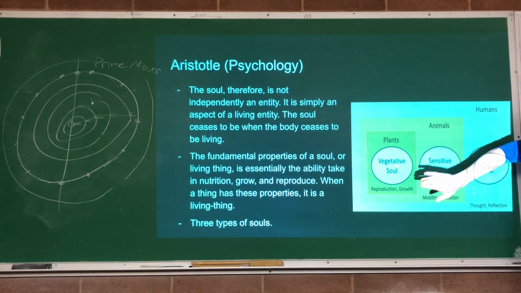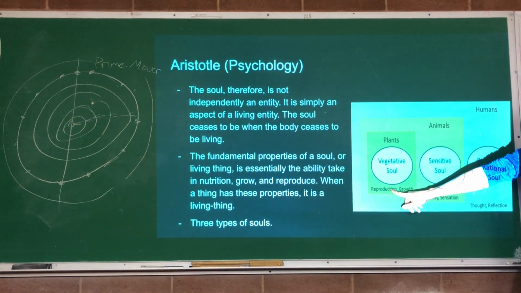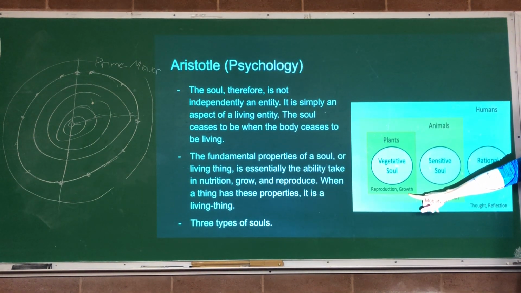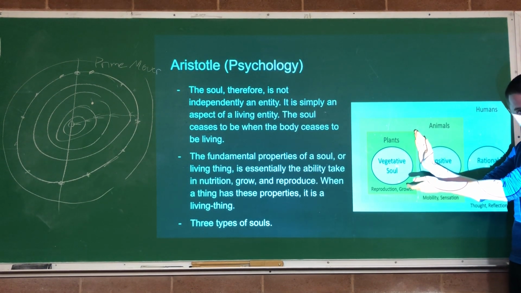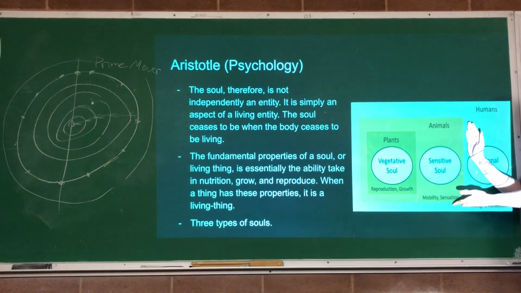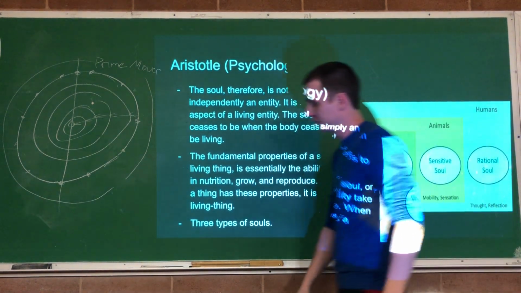Plants, they just have a vegetative soul. So they are able to do these three things. They're able to reproduce, grow, take in nutrition. And that's what plants are able to do. So they're the most base living thing. Animals can do everything plants can do. But on top of that, they have mobility and sensation. Sensation meaning they have sense organs, and mobility, they can move themselves around.